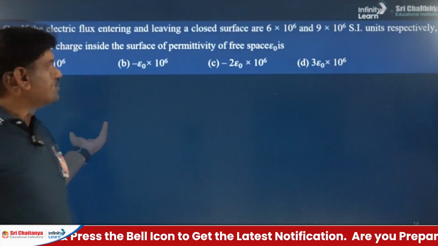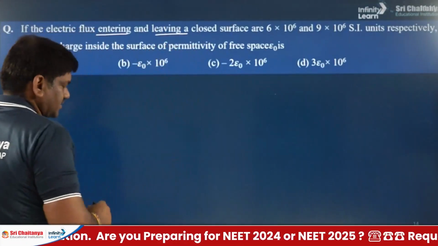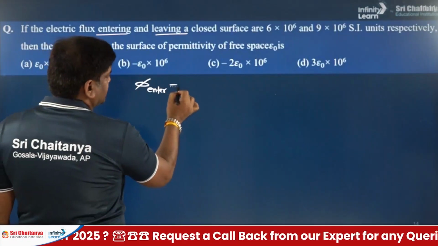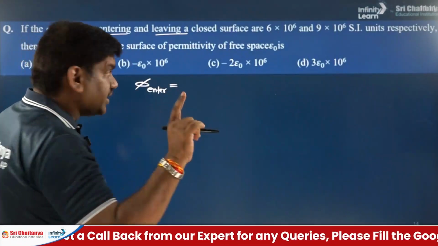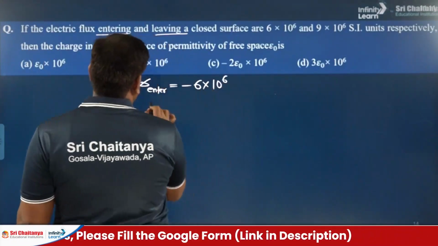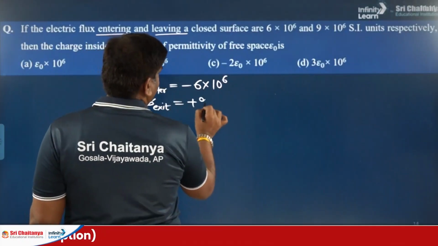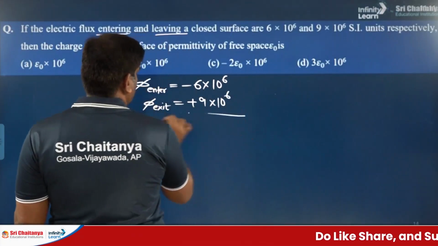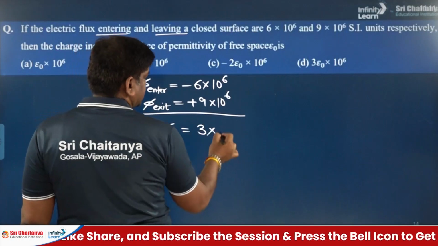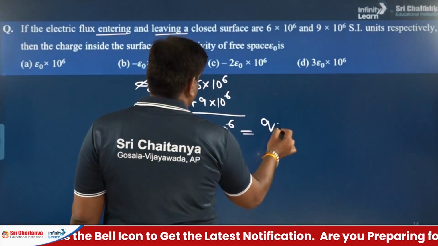Again, based on the same sign convention, there will be an entering flux and there will be leaving flux. Entering flux, how do we take it? Entering flux, positive or negative? The flux which is entering is always taken with the negative sign. So how much is that? Minus 6 into 10 to the power 6. Whereas the flux which is exiting is plus, so it is 9 into 10 to the power 6, and that's why overall flux, if you simply add them, 9 minus 6 is 3. So it is 3 into 10 to the power 6, which is equal to Q inside by epsilon naught.